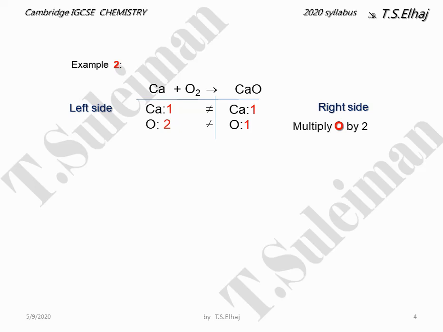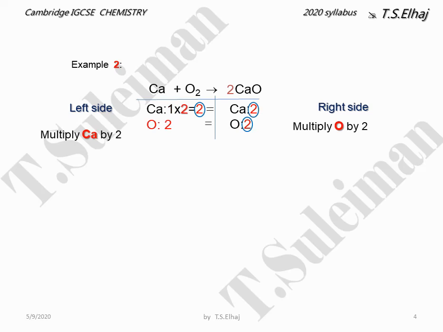Multiply oxygen on the right side by 2. Then we will have 2 oxygen atoms on each side. It's balanced. We put the same number in front of the formula on the right side. Then we find that the number of calcium atoms changed. It became 2 on the right side and 1 on the left side. To make them equal, we multiply calcium on the left side by 2.